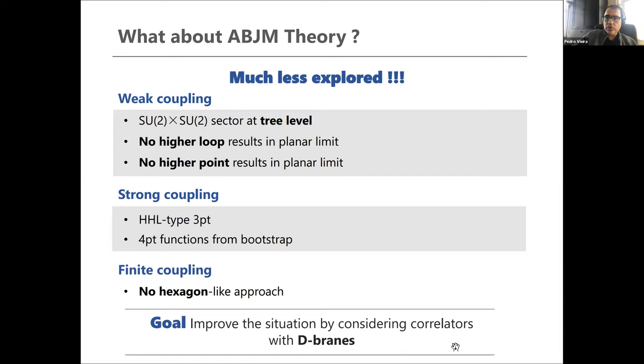I don't know if someone knows the answer to this. So at which loop order do we get loop corrections to three BPS operators? Is this known as a function of the size of the operator? This I don't know, but it's good to check.